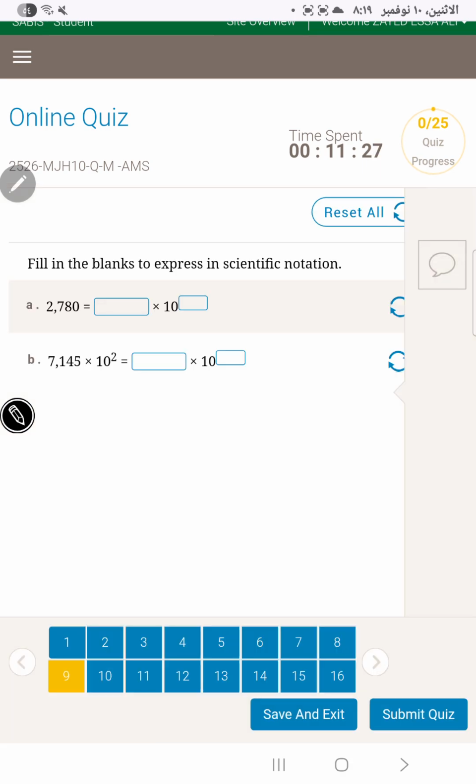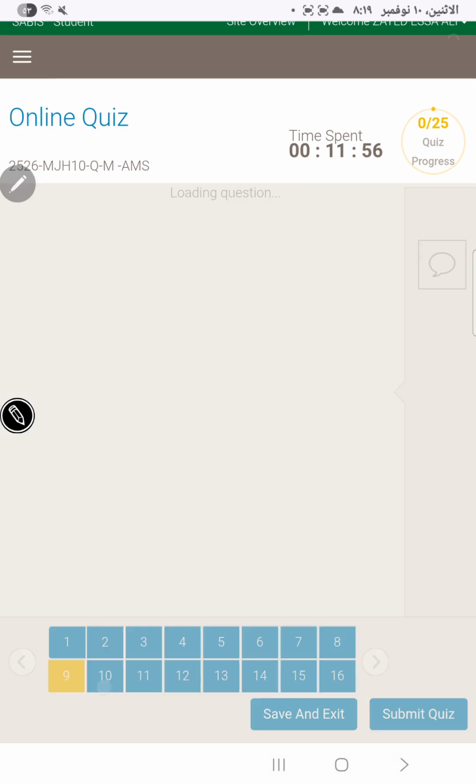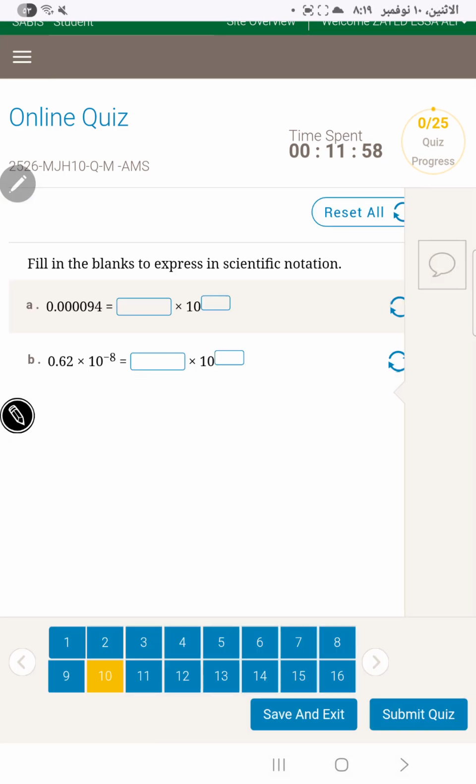Question number 9. Fill in the blank in scientific notation. First one will be 2.78 times 10 to the power of 3. Second one, this can be written as 7.145 times 10 to the power of 3, and we already have 10 to the power of 2, so this becomes 10 to the power of 5, and here 7.145.